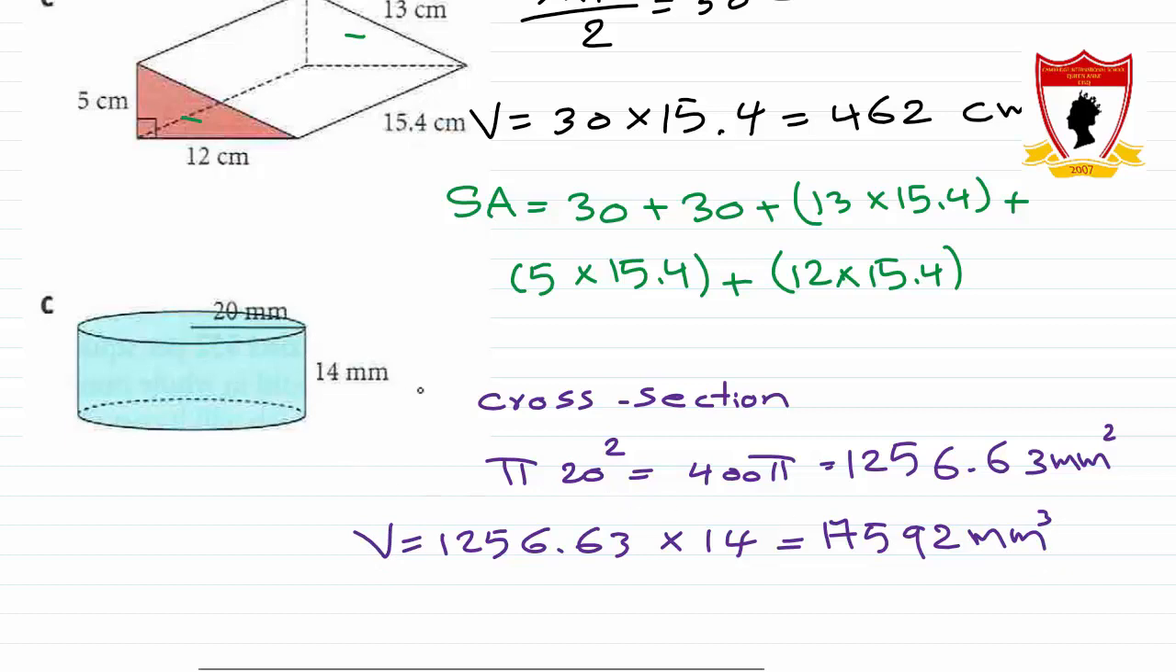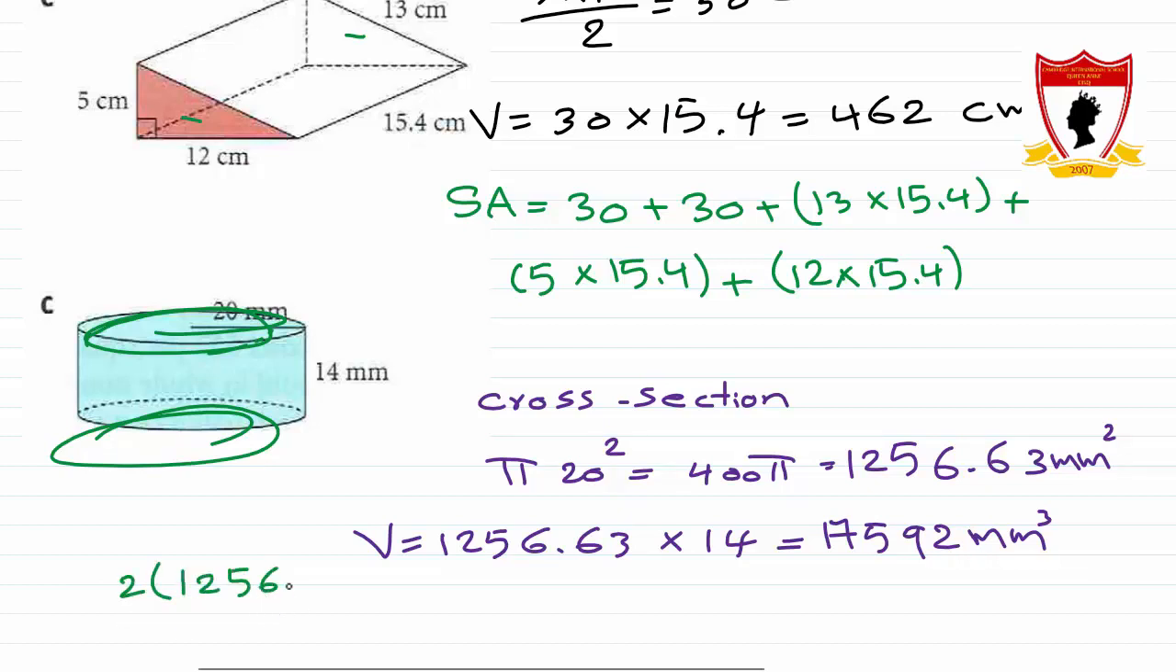To find the surface area, look at the shape. We have two circles, one on the top, one on the base, and we have a rectangular face between them. So we need to have the area of two circles, which is 1256. We found the area of the circles before. Area of two circles means 2 times 1256.63 plus the area of this curvy face between them.